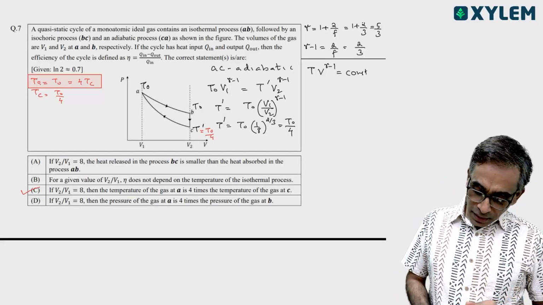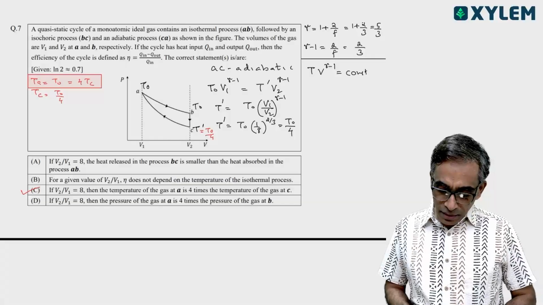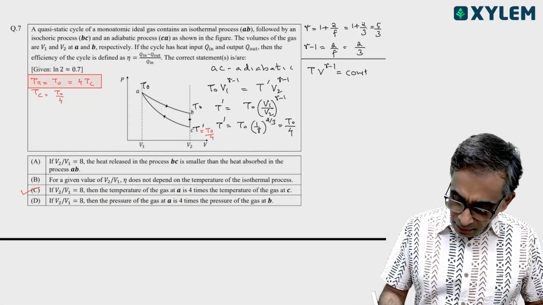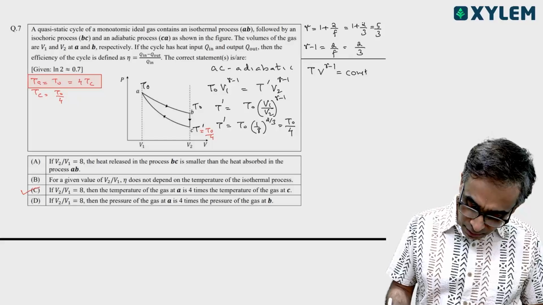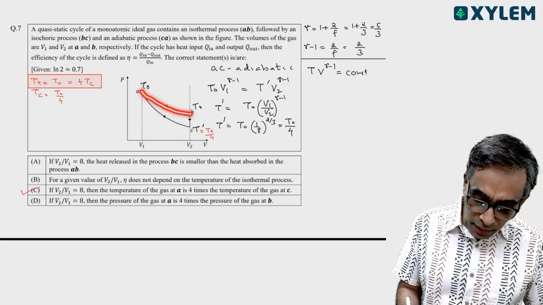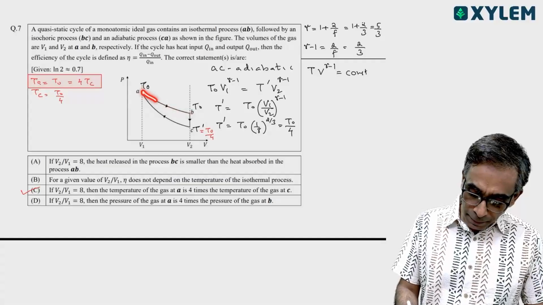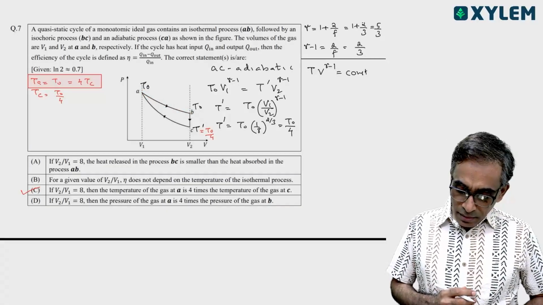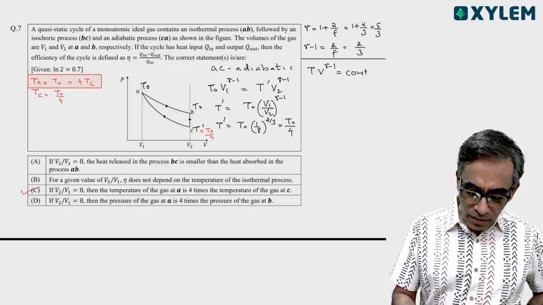Now what about pressure? Pressure കണ്ടുപിടിക്കാൻ നമുക്ക് you can use the same adiabatic relation, because we need to calculate the pressure at A and pressure at B. A യും B യും ആണ്. That's an isothermal process.